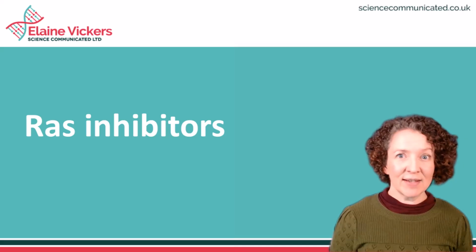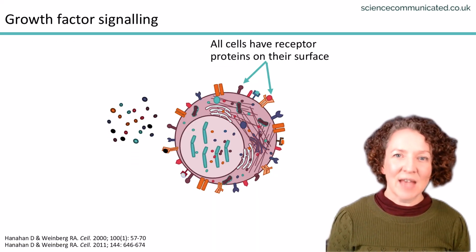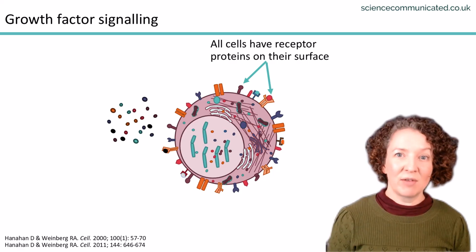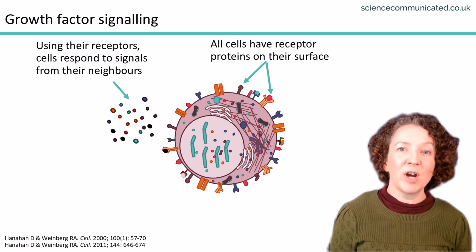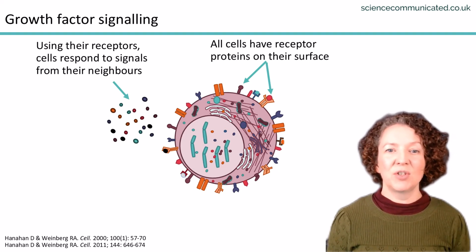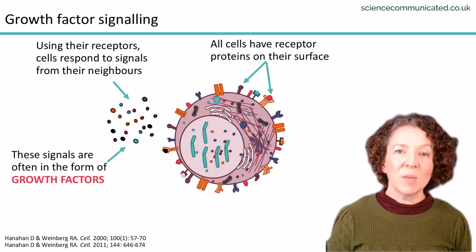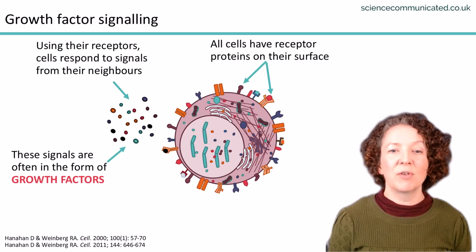In explaining RAS inhibitors, I'll start here with the fact that all our cells have on their surface receptor proteins that help them respond to signals from their neighbours and from their environment and via various signals sent out by organs and tissues around the body. Some of those signals are in the form of little proteins known as the growth factors.